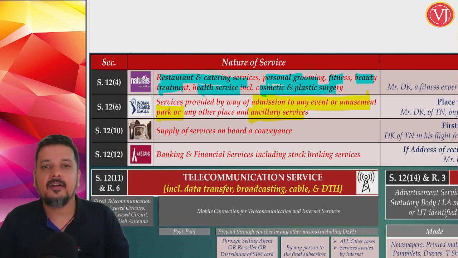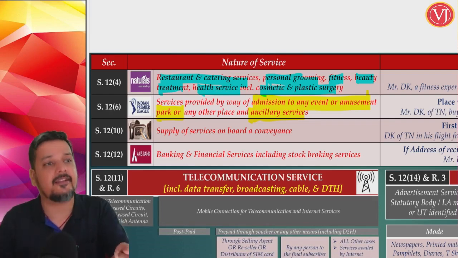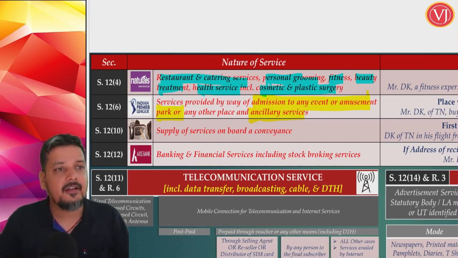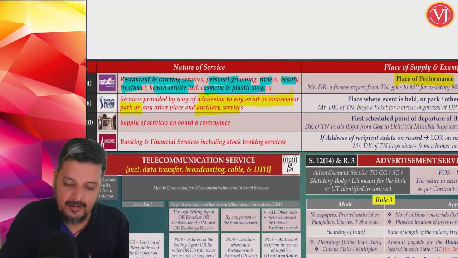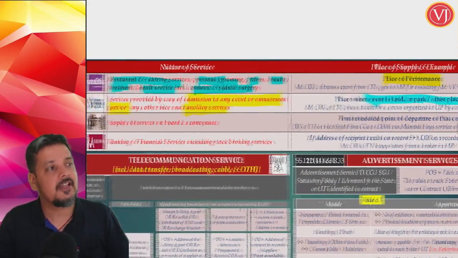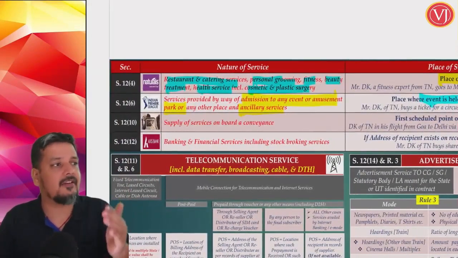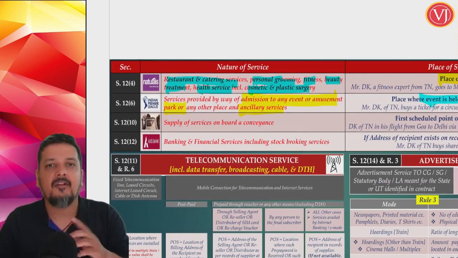So here they are not talking about organization of an event. They are talking about admission. In simple language, ticket. Where is the place of supply? Place of supply is where the event is held or where the park is located. If it is event, it will keep changing, where the event is held, or where the amusement park or any other place is located. What is the difference?